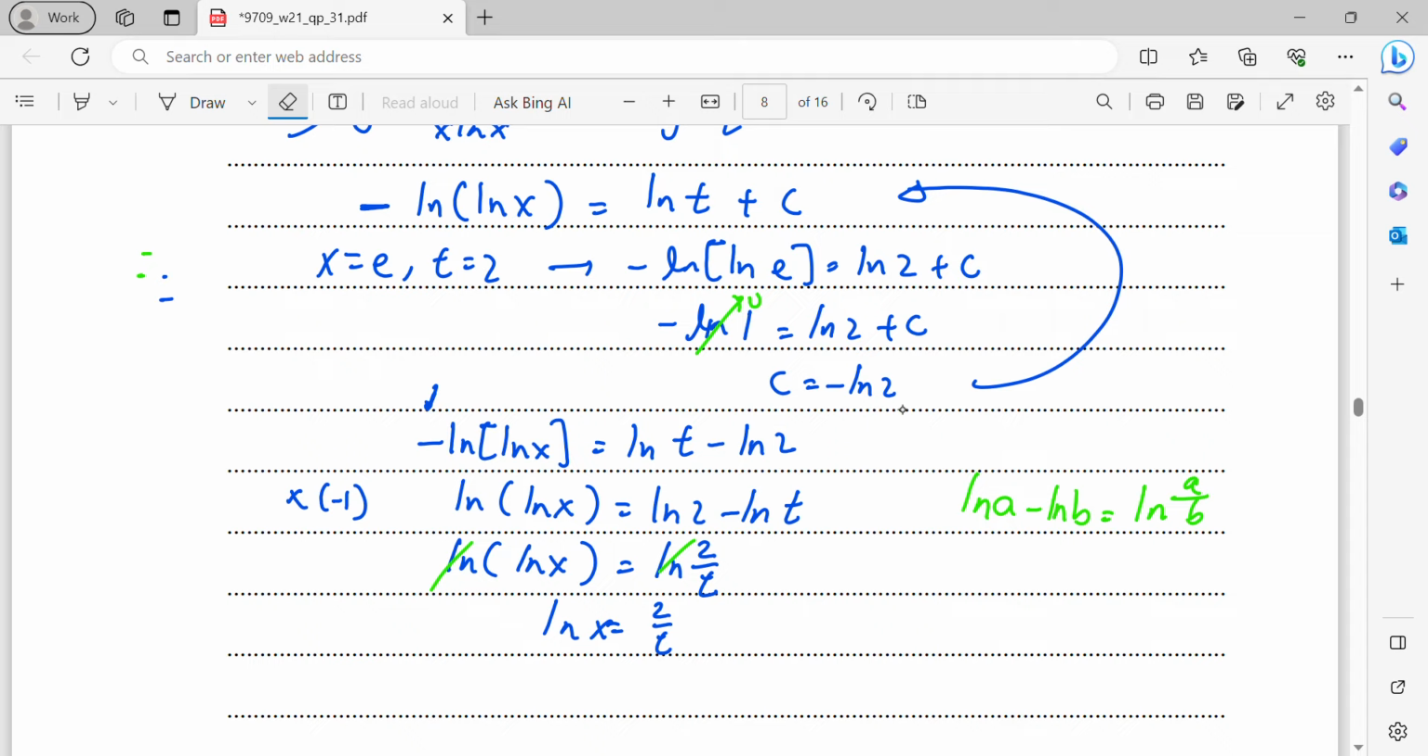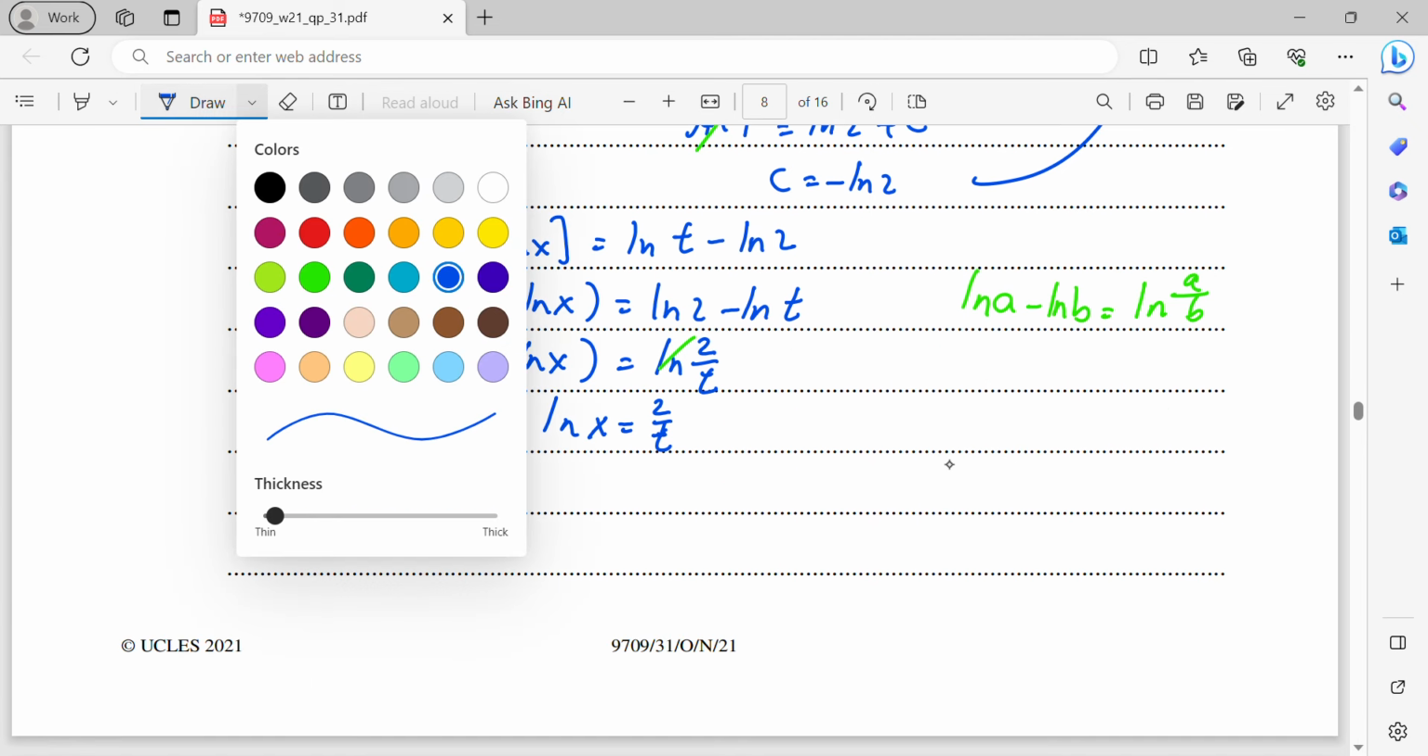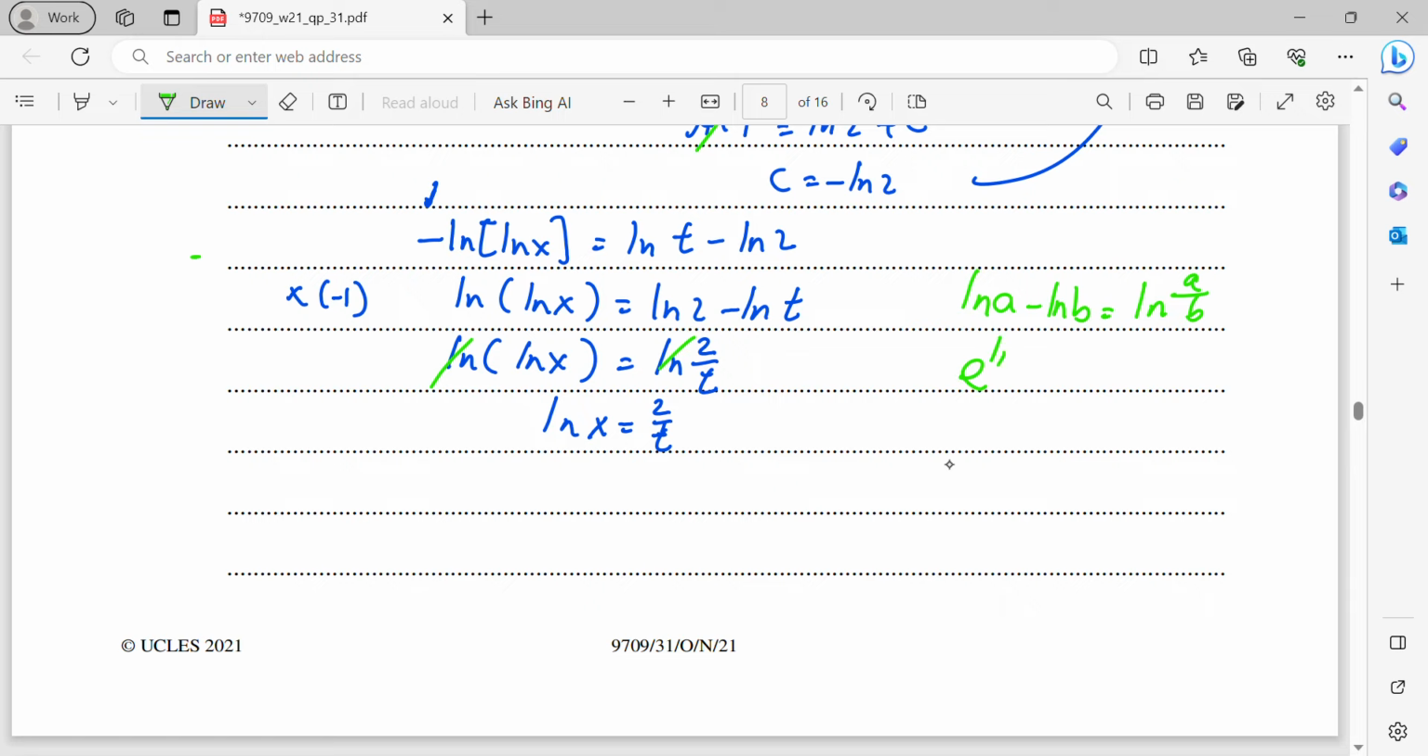And now again I have the ln on the left hand side. To eliminate the ln, I need to take e on both sides, because we have another formula: e to the ln A is A. Alright, so I take e on both sides. Then it will be e to the 2 over t. So e to the ln x is x. Then I will get x equals e to the power of 2 over t. So that is my solution.